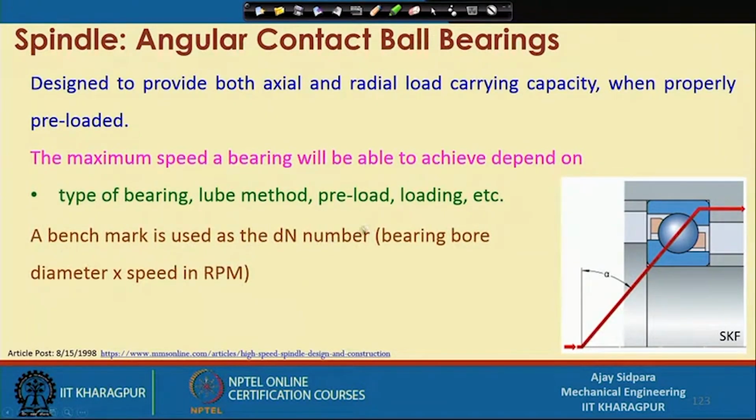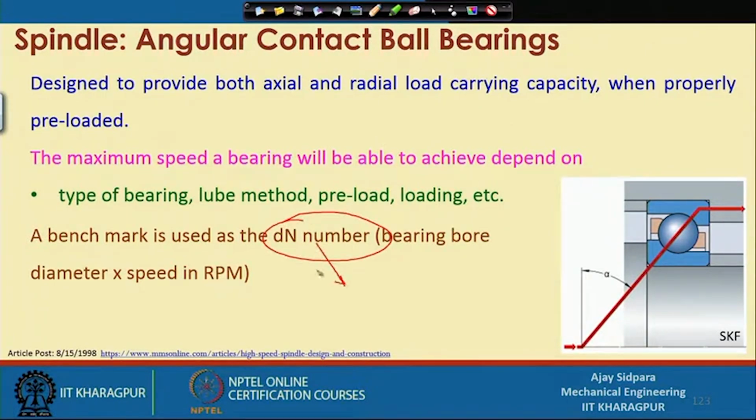So mostly we talk about the DN number. The DN number goes up to tens of lakh also, 10 lakh, 20 lakh also available. So what does that mean? D is the bore diameter of the bearing, and N is the RPM of this part. So if you are talking about a higher DN number, higher is the RPM.